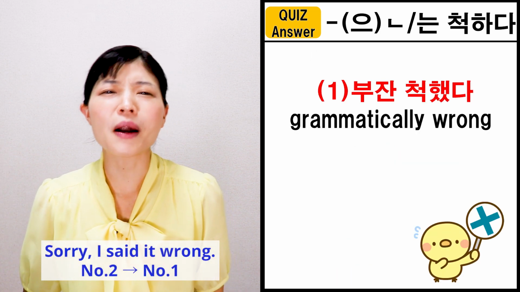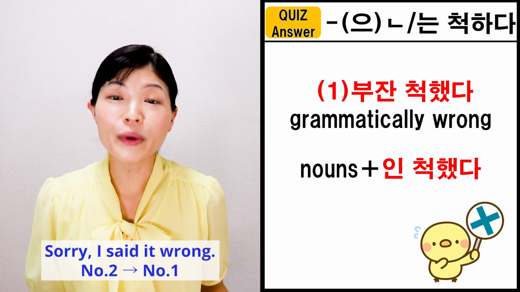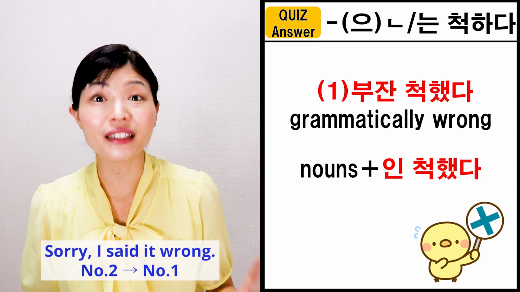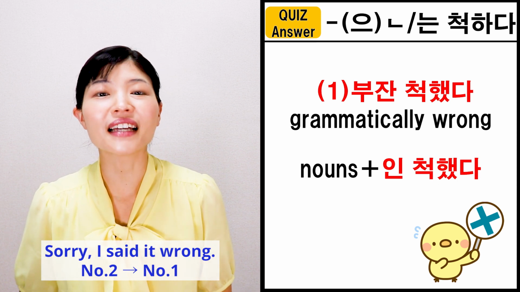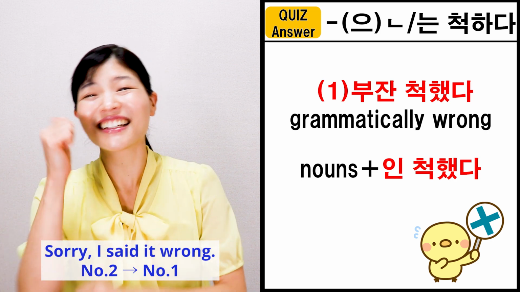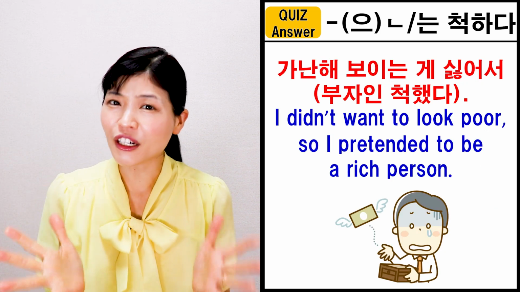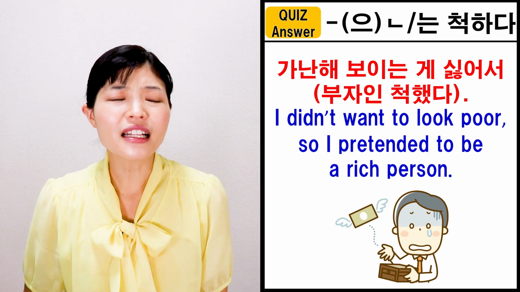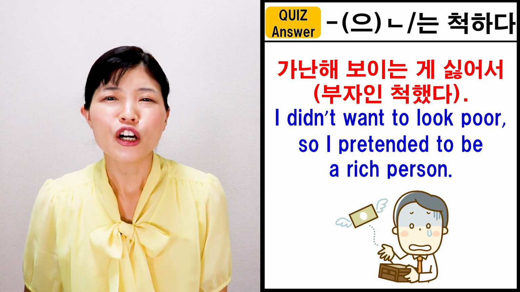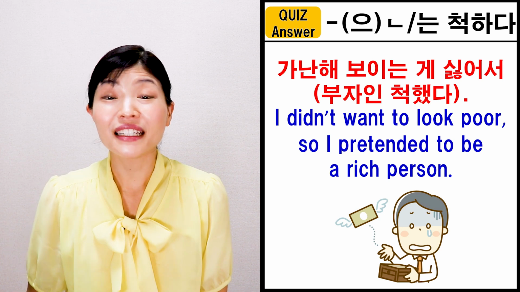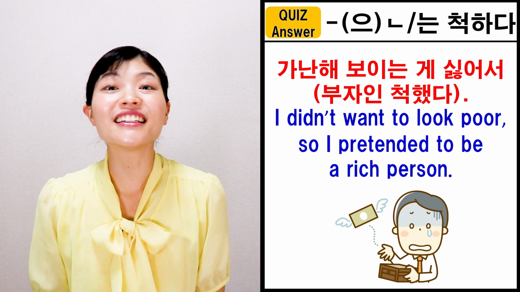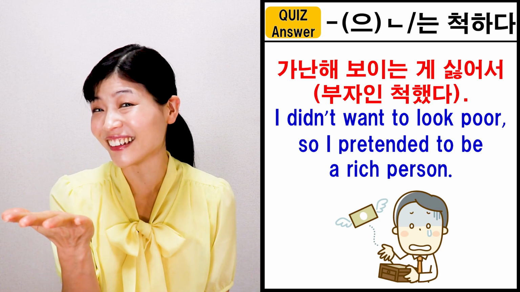Number 2 is grammatically wrong. You always attach 인 척했다 for nouns, even though 부자 does not have a final consonant. Got it? Then let's read it together as if you were confessing your lie. 가난해 보이는 게 싫어서 부자인 척했다. Please read it again and again until you can say it naturally.